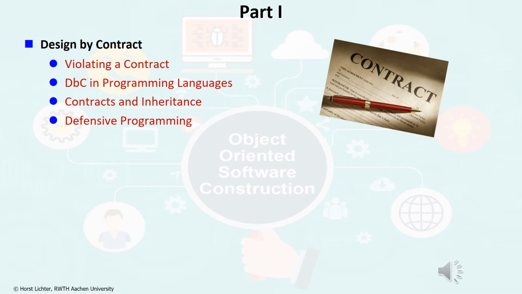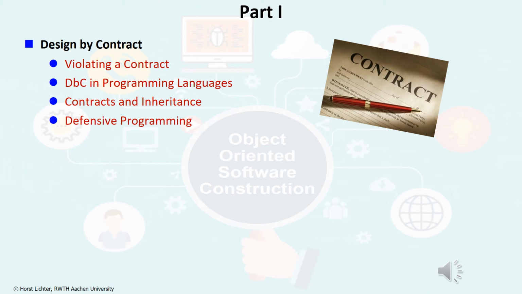Design by contract is a means to improve reusability and stability. Therefore, we introduce this specification approach and present some ways to implement design by contract in different programming languages. Next, we discuss contracts in the context of inheritance. Then we introduce defensive programming, which can be used to improve the robustness of reusable components.